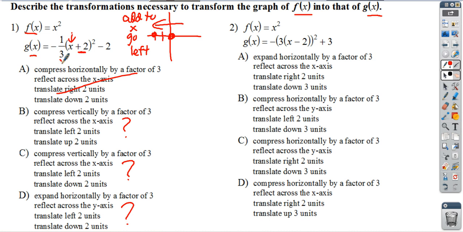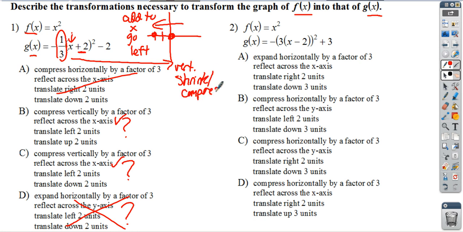Okay, the 1/3 is the a value, and the negative doesn't matter. The negative tells us that it goes over the x-axis, which this one does right here, and this one does here. This one is wrong because it says y-axis, so we narrowed it down. So what does 1/3 do? 1/3 is going to vertically stretch or vertically expand. Sorry, the other way around. Vertically shrink or vertically compress is what I meant to say. Vertically compress by a factor of 3, taking a third. Why is that? Because when you take a third of something, you're making it smaller. If you have $30 and you take a third of it, now you only have $10. You just made it smaller. So vertically shrink or compress.